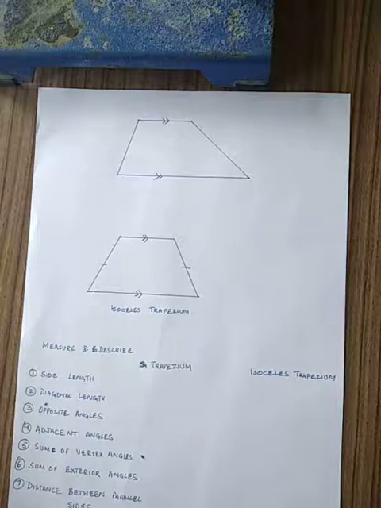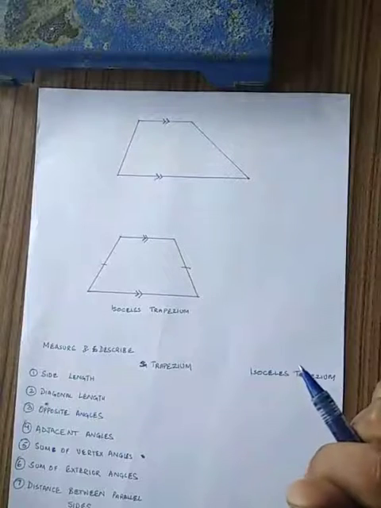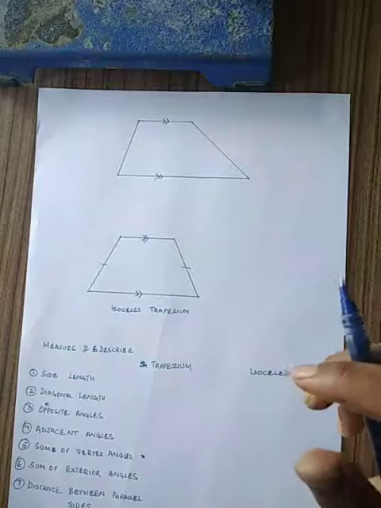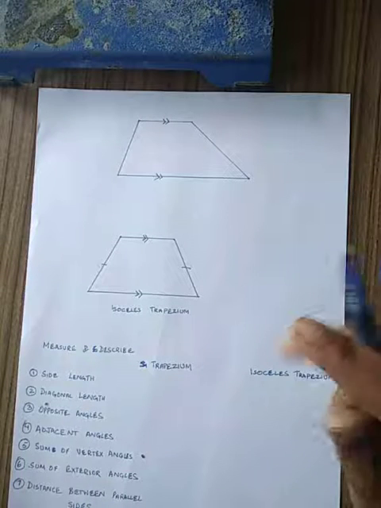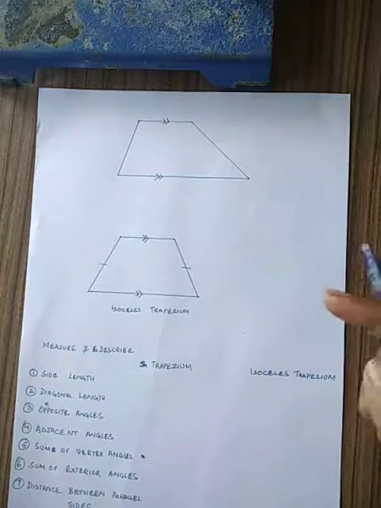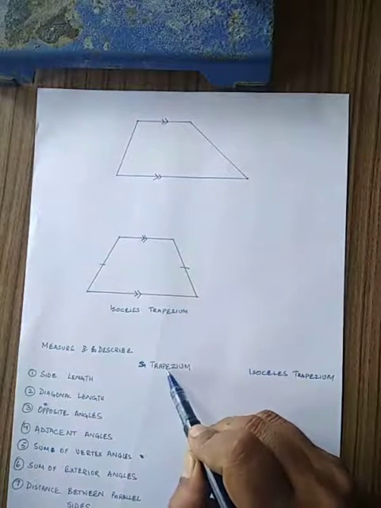In the last session, we studied general quadrilaterals. We looked at quadrilaterals where there was nothing special about any of the four sides. Today, we will look at another special kind of quadrilateral, which is the trapezium.